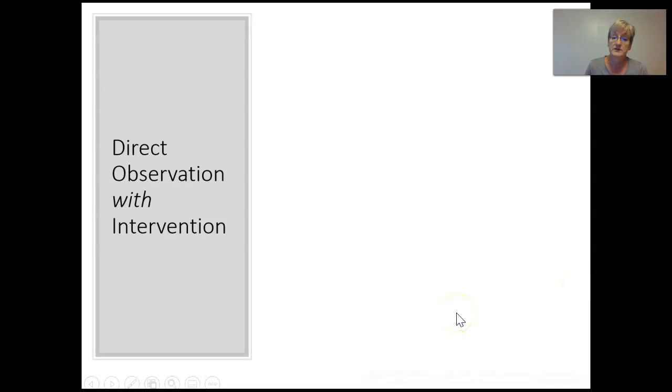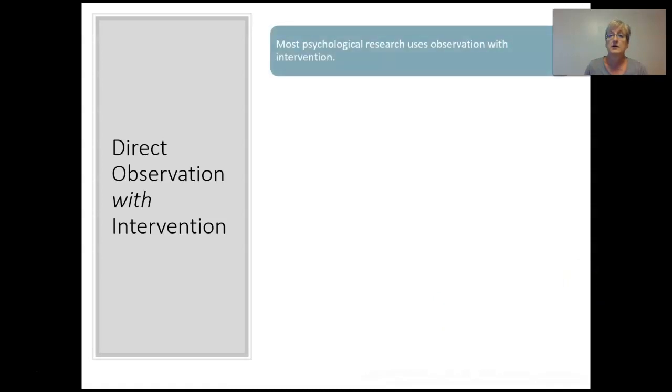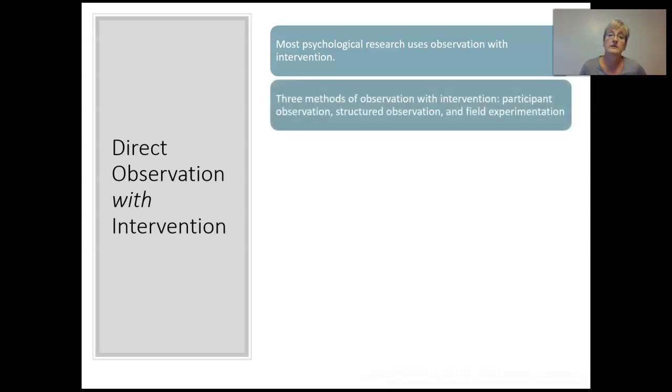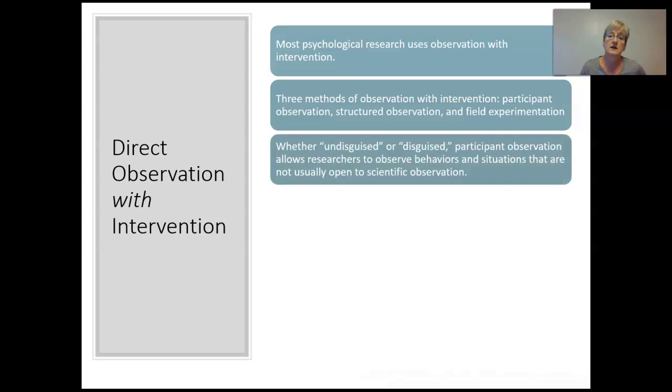When we do direct observation with intervention, and most of the observational research in psychology is going to involve the manipulation of some kind of variable, as opposed to naturalistic observation, which is far more common in sociology and anthropology, we have options, just like in the flow chart that I showed you earlier. You can do participant observations, structured observations, and field experiments.